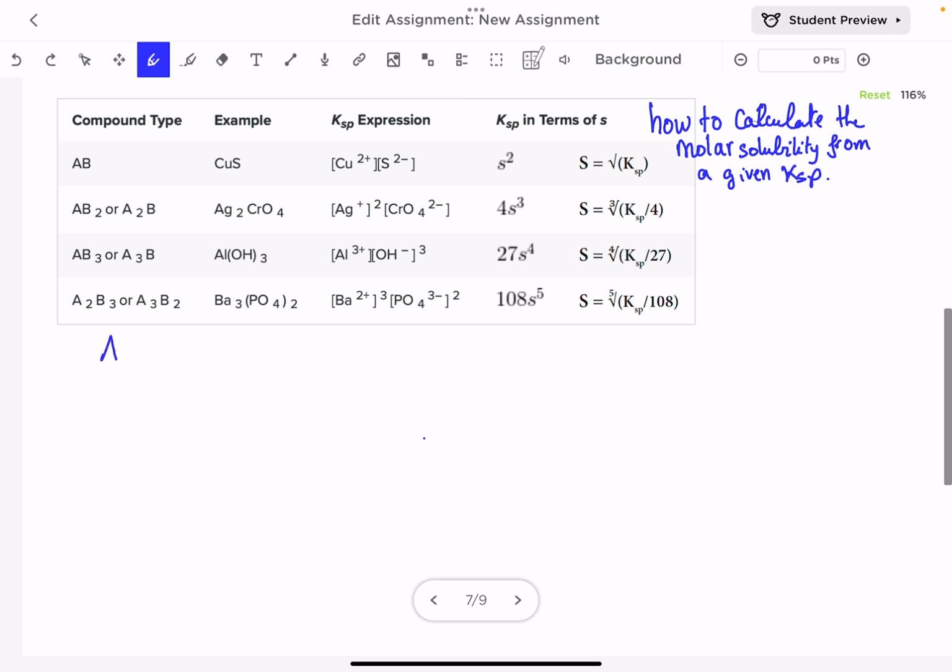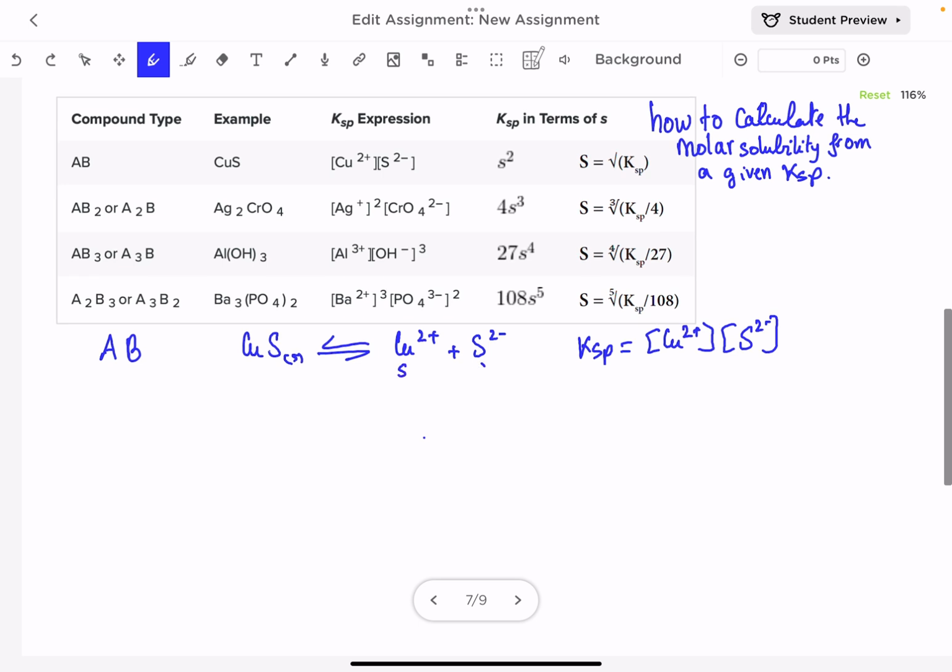So when we are dealing with a salt of A to B, like copper sulfide, for example, when you write the solubility equation of this copper sulfide, it is 1 copper to 1 sulfide ion. And therefore the KSP product is copper multiplied by S2 minus. So it is 1S to 1S, 1 solubility to 1 solubility. So when I substitute in here, I get KSP to be equal to S squared. So therefore, if I want just S, I will do square root of KSP.